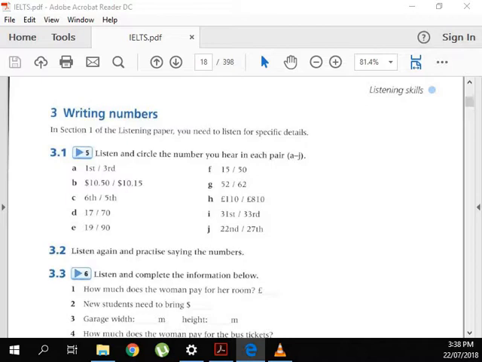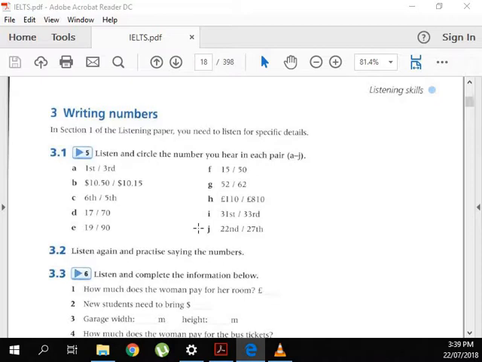B. $10.50. C. Sixth. D. 70. E. 19. F. 15. G. 62. H. £110. I. 31st. J. 27th.